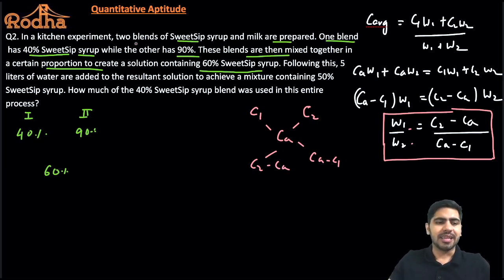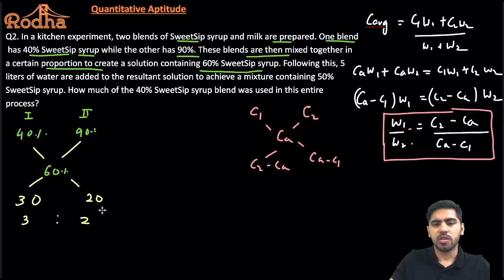Because we have one blend as 40%, one blend as 90%, and there's another blend which is 60%, which is a mixture of these two, right? So this is the average, isn't it? So if this is the average, if I apply the alligation rule here, 60 minus 40 is 20, and 90 minus 60 is, I can say, 30. So the ratio of mixture of 1 to 2 is going to be nothing but 3 is to 2, right?